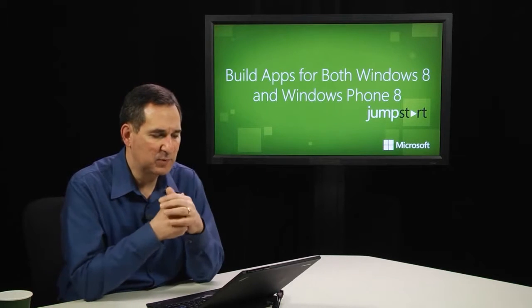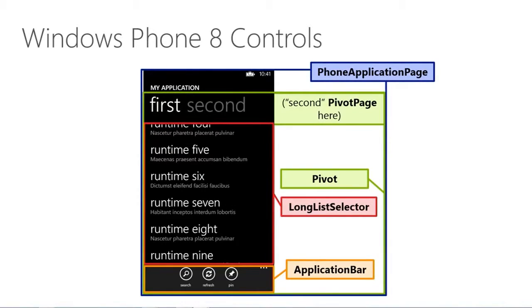This is just an example of Windows Phone controls here, where you have 2 pivot pages on a pivot control. There's the long list selector with the content that's scrolling vertically, and then you have the application bar control. Again, these controls are optimized for Windows Phone, and so you should focus your efforts on optimizing your user experience for that platform.